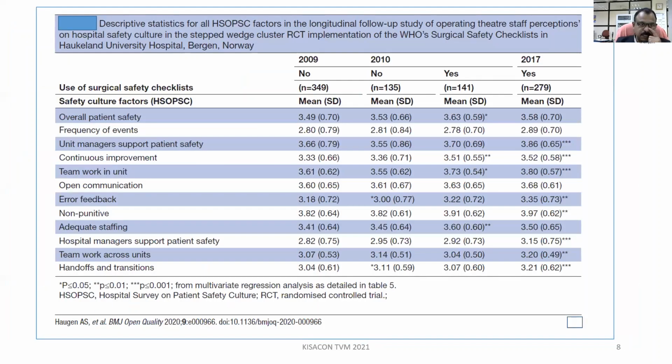In another study in Norway, various safety cultural factors were assessed in a longitudinal study from 2009 to 2017, and we can see that overall patient safety, the support of the patient, the teamwork, the error feedback, staffing, and teamwork across the units, they have all improved over a period of time.